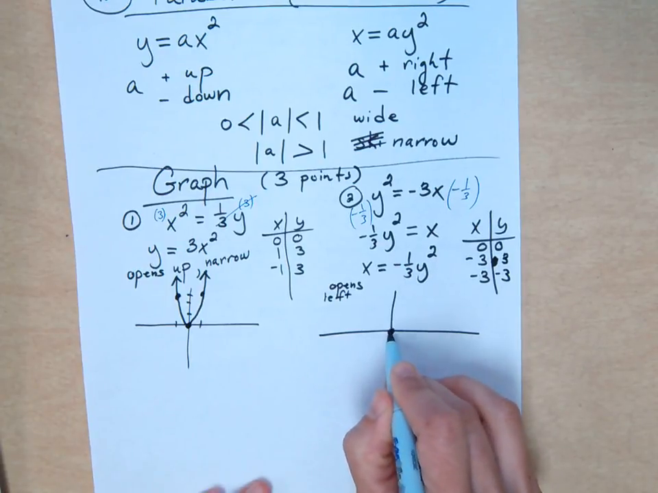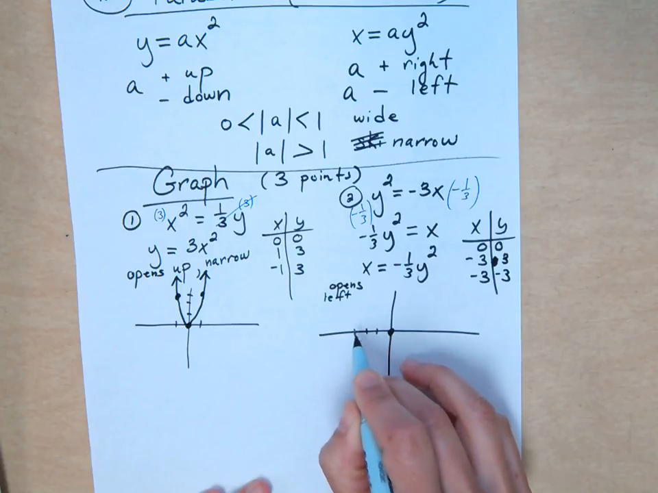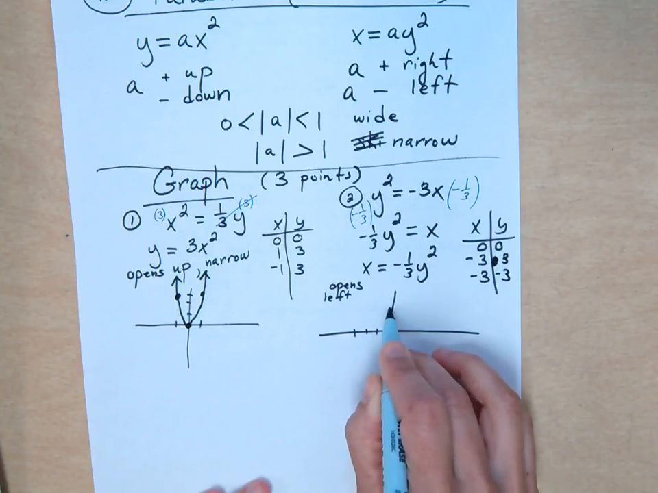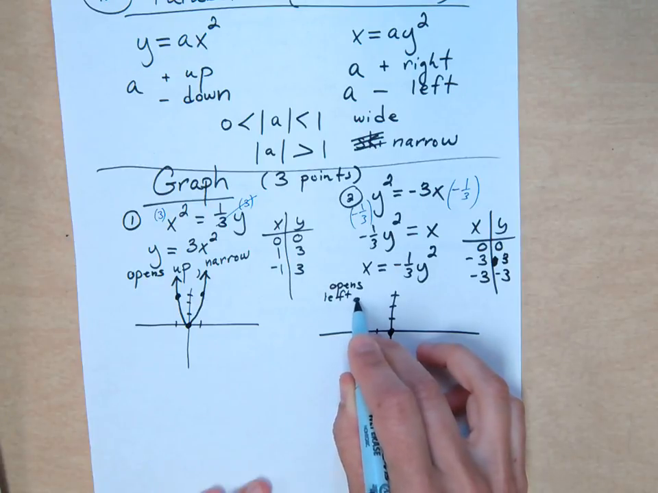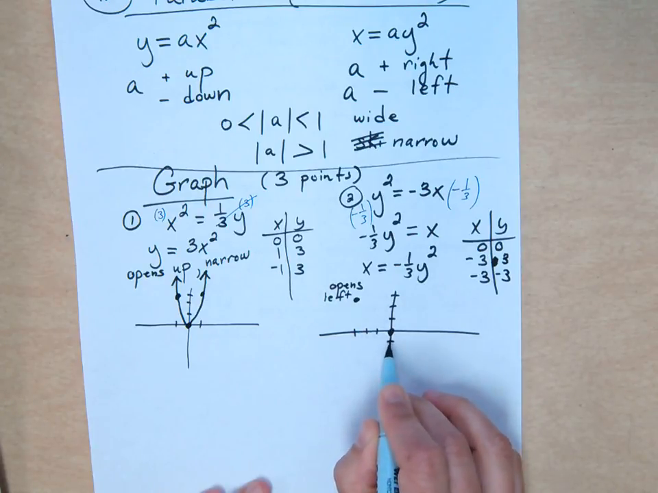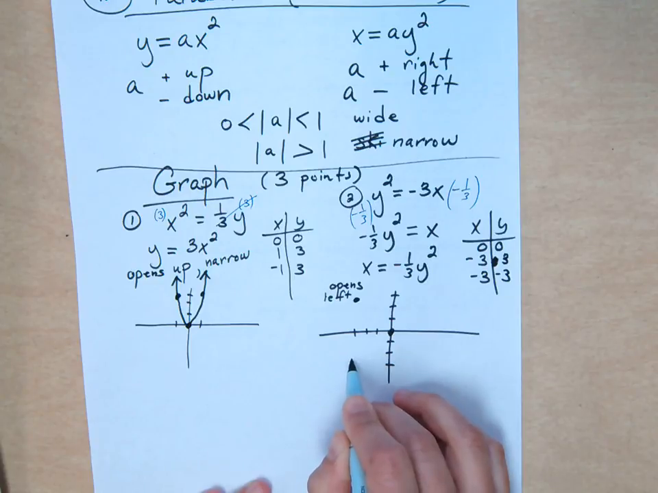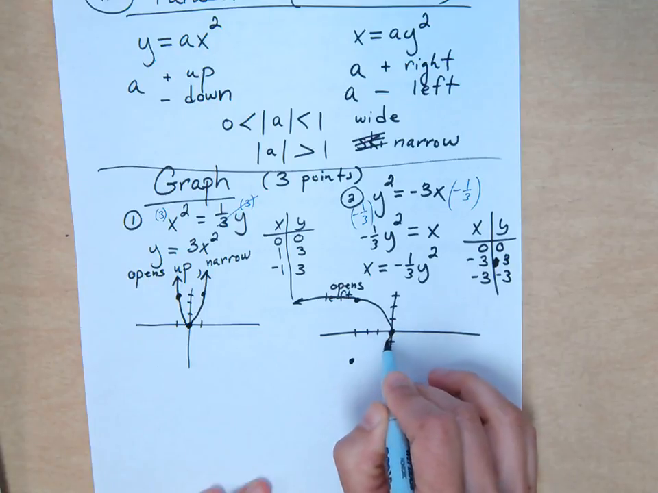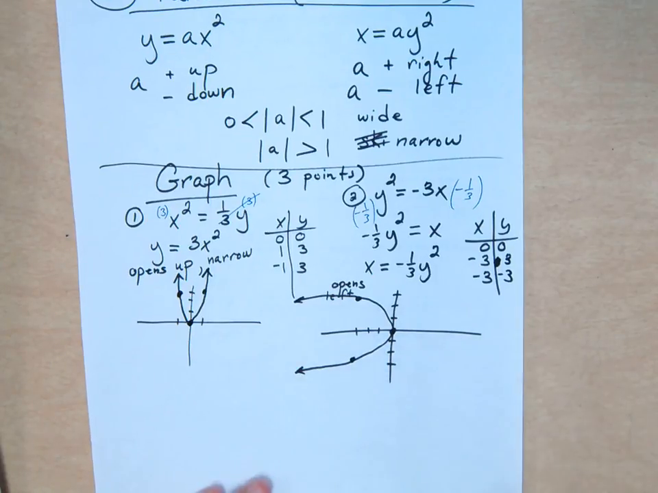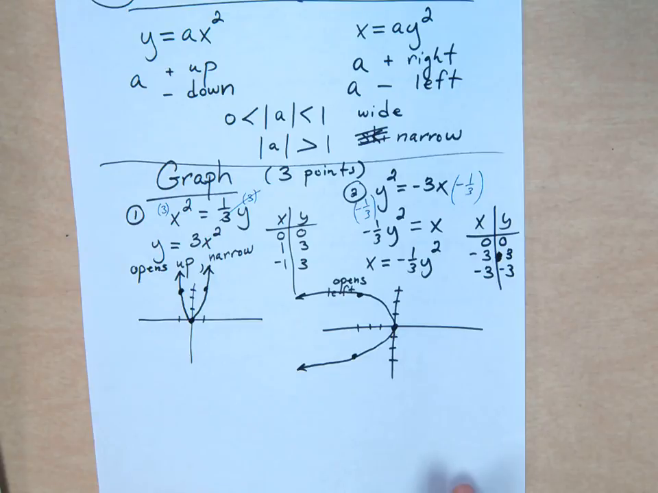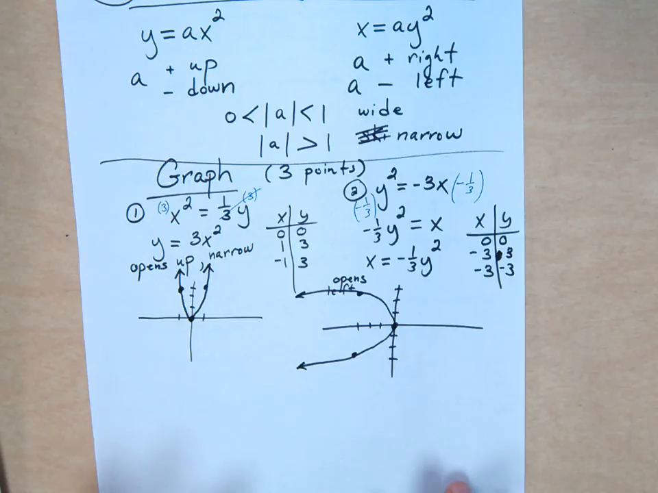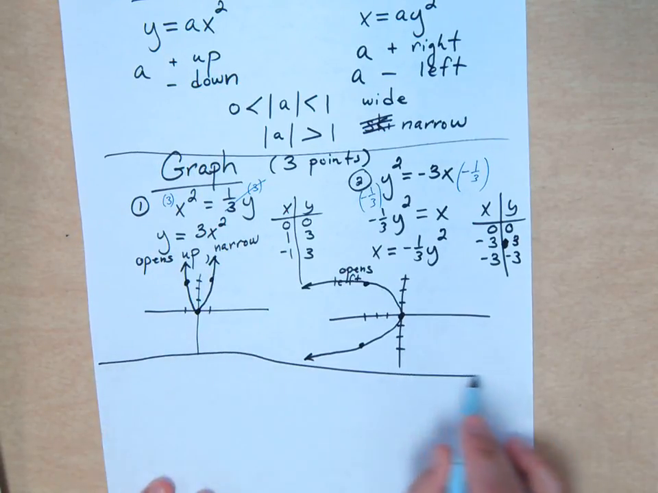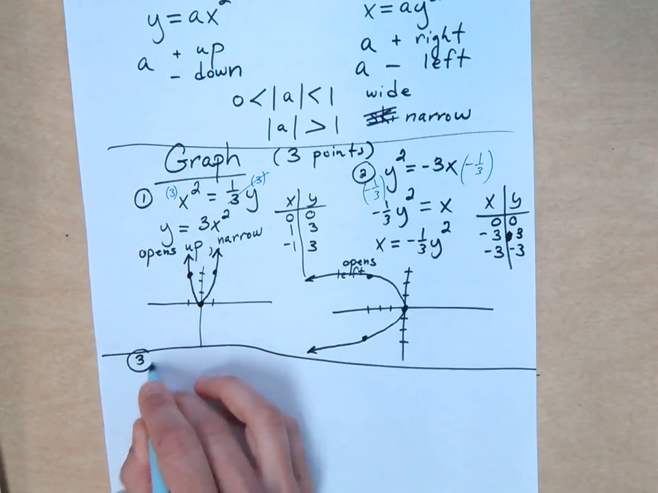So we got 0, 0. We got negative 3, 3, and negative 3, negative 3. So it just opens wider and to the left. Just something you haven't seen before. Is that a function? Nope. It does not pass the vertical line test. Doesn't mean we can't graph it though. So, a couple more examples.